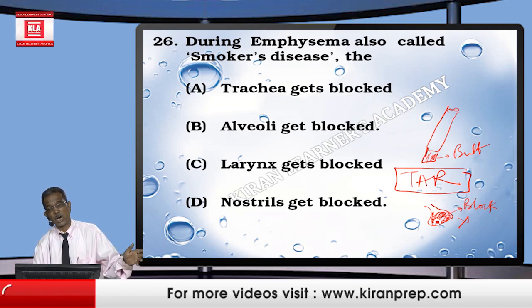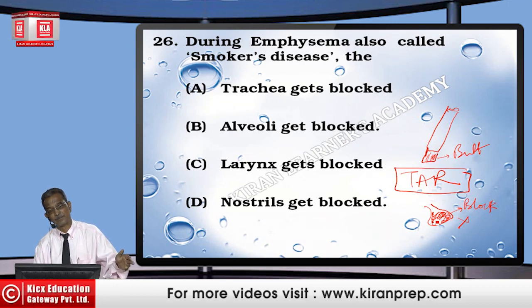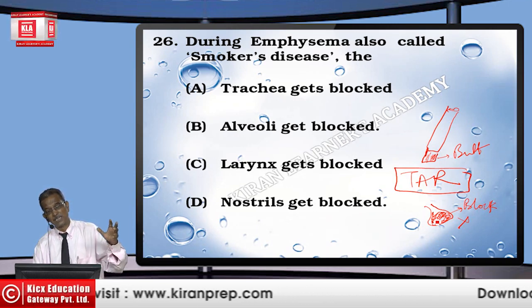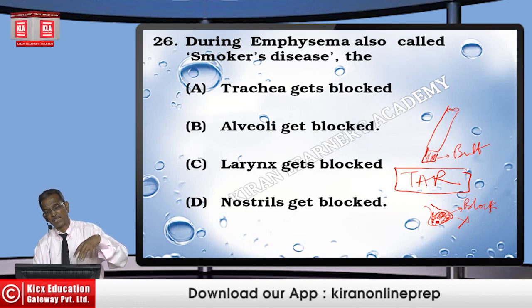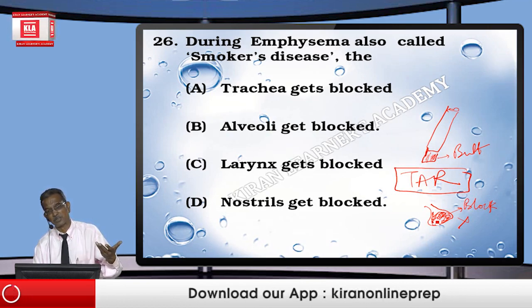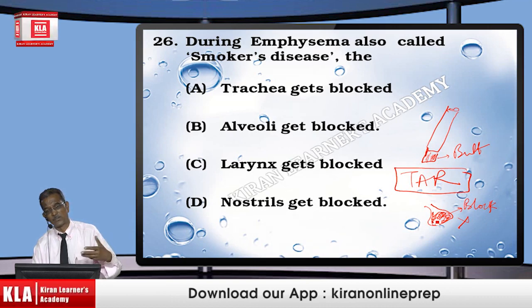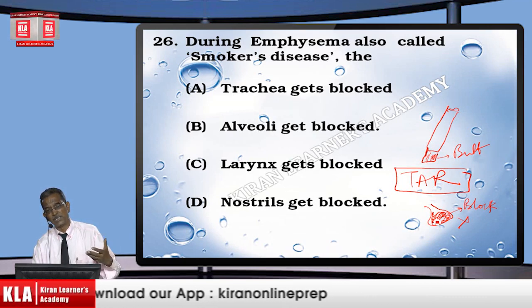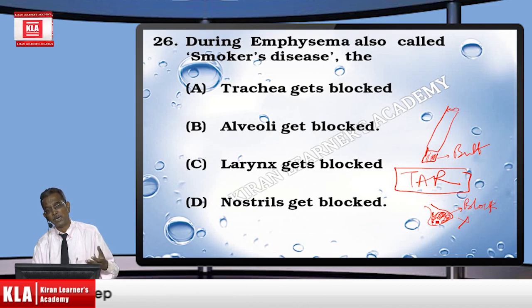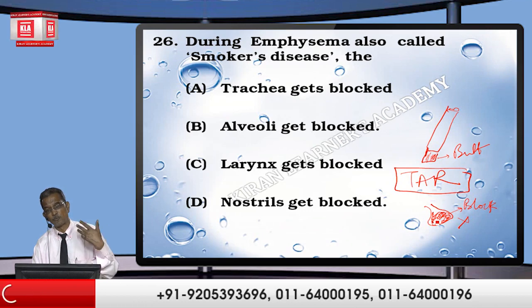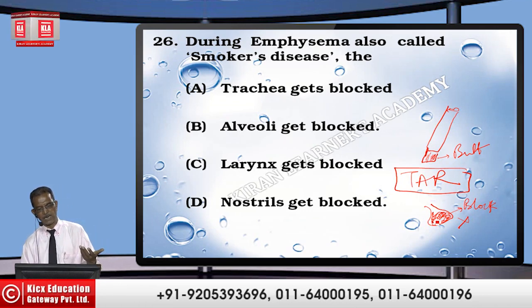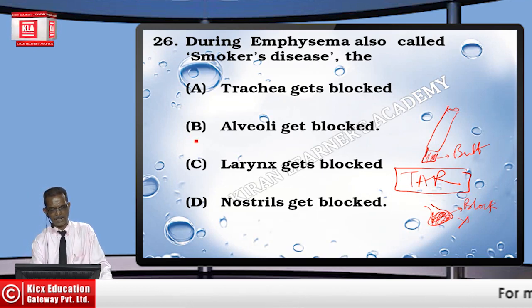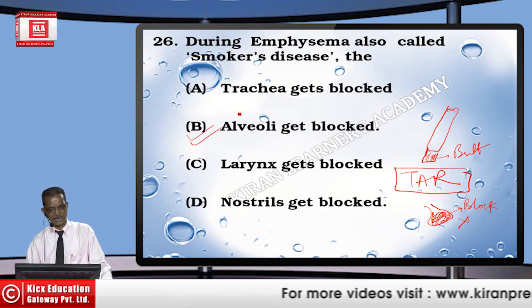And as the person continues smoking, this tar continues to deposit, and a large number of the alveoli get blocked, and the person suffers from shortness of breath. That means even at resting time, he breathes more times than normal. And this is what we call smoker's disease, or emphysema. So which part of the lung gets blocked? Alveoli get blocked, the sac-like structures.